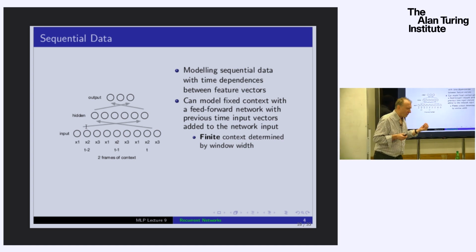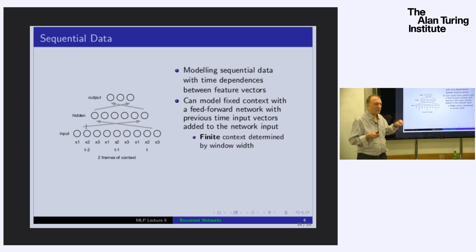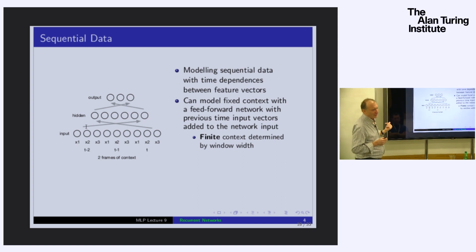There might be something that happens early on in the sequence that sets a bit, and then you're waiting until much later on when you need to know that that bit was set. For example, if you want to balance parentheses, then you have to remember that you've started the left paren, and then you have to match it with the right one. So just using a finite window of context is not a very elegant solution.